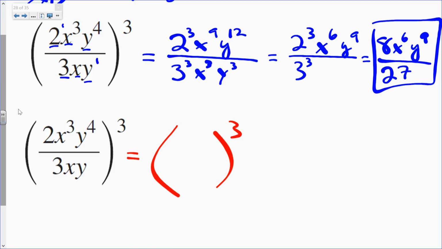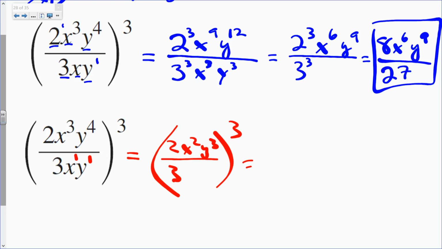I have the 2 and the 3 there. But look, this is x to the 3rd. What is this x raised to? 1, and so is this y now. So look, same base, x to the 3rd, x to the 1st. So 3 minus 1 is 2. So it'll be x to the 2nd. Y to the 4th divided by y to the 1st. So 4 minus 1 will be y to the 3rd. So I'm using the 6th rule first inside the parentheses.